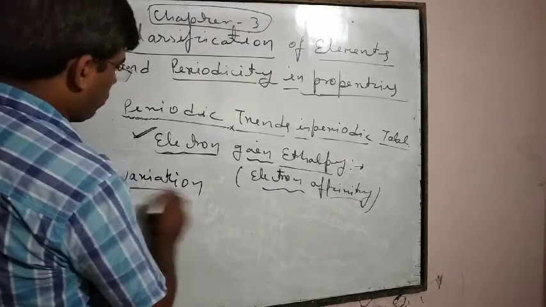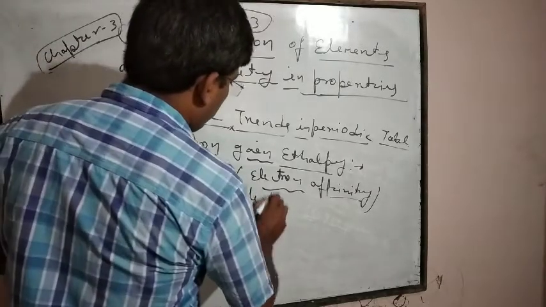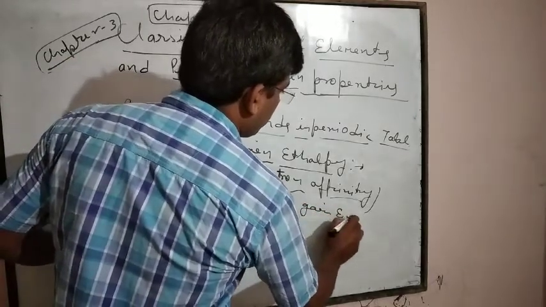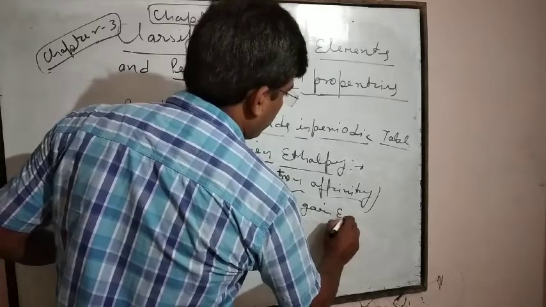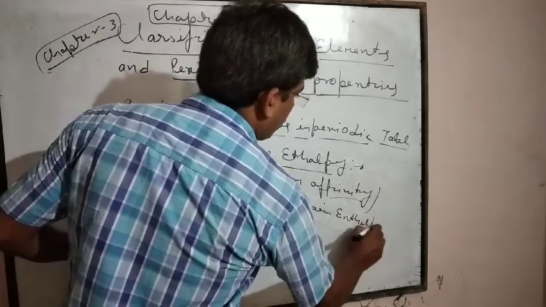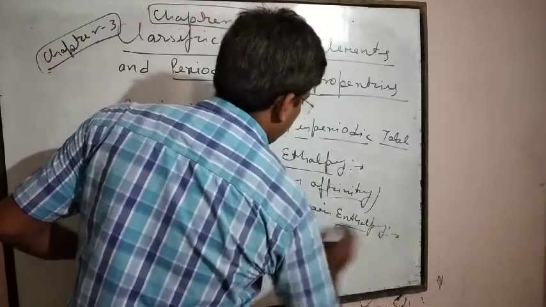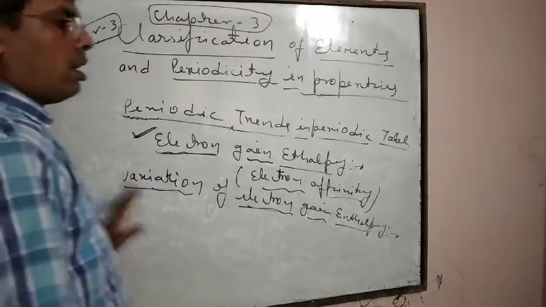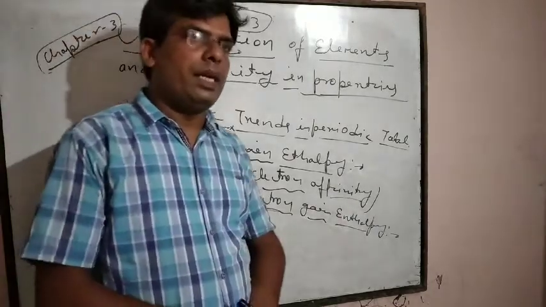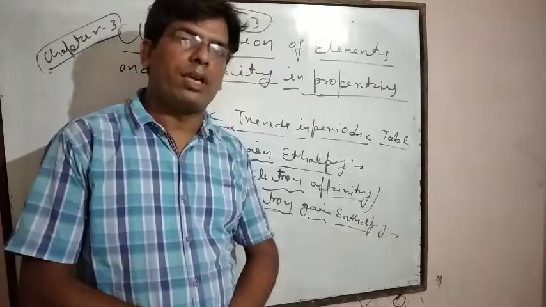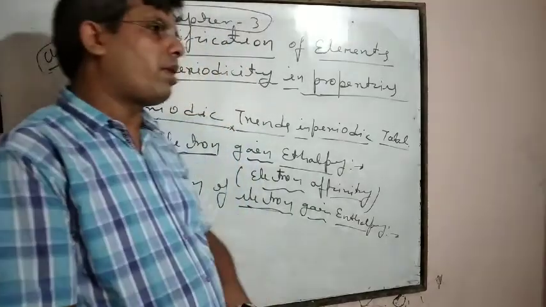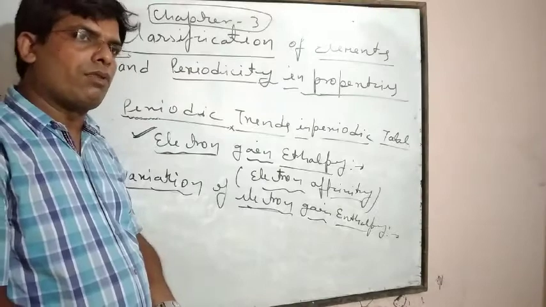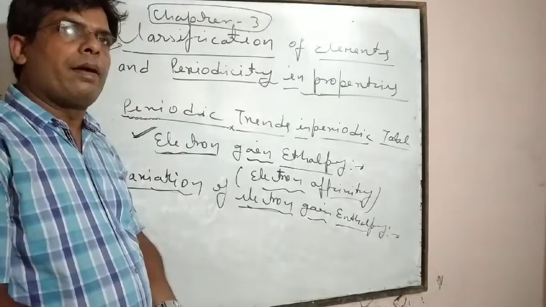Variation of electron gain enthalpy. On moving from left to right in any period, the negative value of electron gain enthalpy increases, while moving from top to bottom in a group, the negative value of electron gain enthalpy decreases.